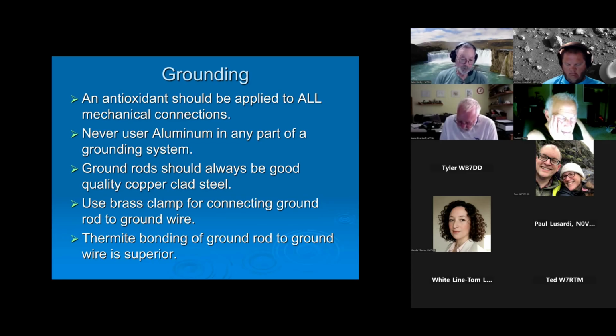And if your tower or antenna system gets hit with lightning, that's usually not enough copper to conduct the amount of current that's going through it. And it just blows the copper right off the grounding rod and tears up a bunch of other things. So look around, try and pay the extra bucks for a good quality grounding rod. Probably you're not going to find it at Home Depot. You might have to go to a real electrical supplier to find quality grounding rods. Use a brass clamp for connecting the grounding rod to your grounding wire.